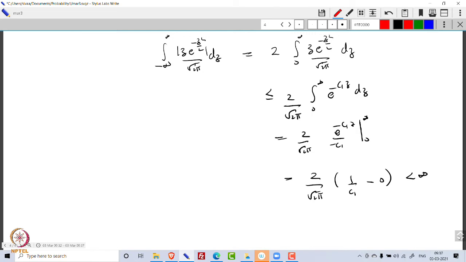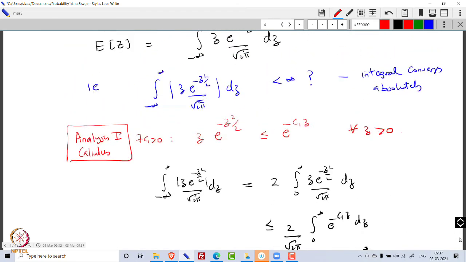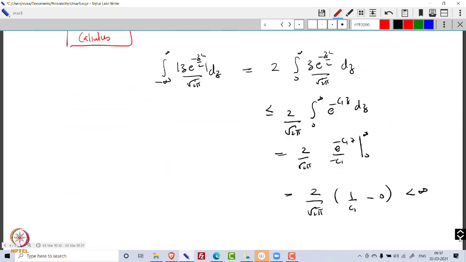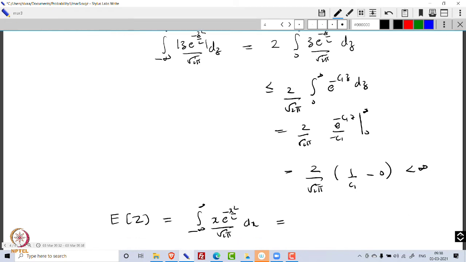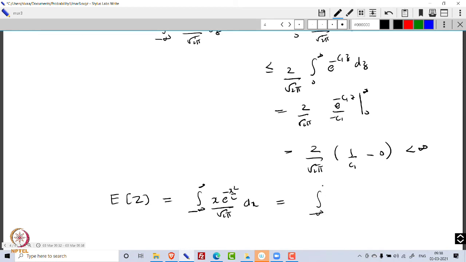Once I do that, then I know that the integral is finite, absolutely. And now I can go to E of Z and observe that E of Z is actually finite. Once it's finite, I can split it any way I want because it converges absolutely. So I have the integral of x e to the minus x squared by 2 over root 2 pi dx, which is the same as splitting it in two parts: minus infinity to 0 of x e to the minus x squared by 2 over root 2 pi dx, plus 0 to infinity of x e to the minus x squared by 2 over root 2 pi dx.